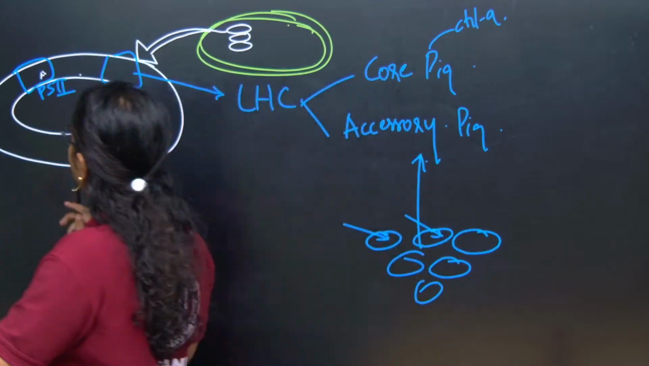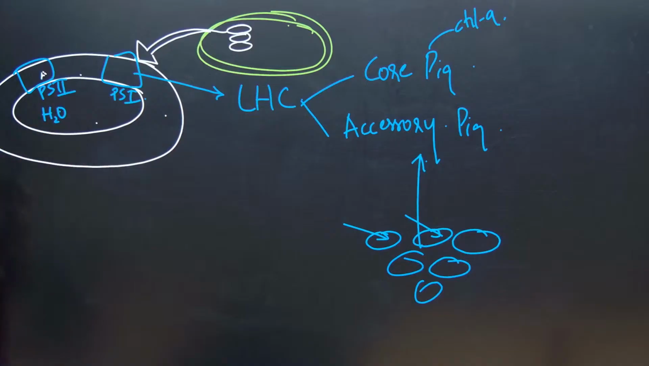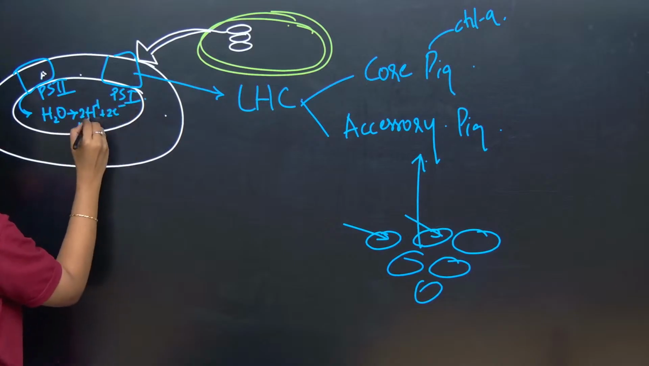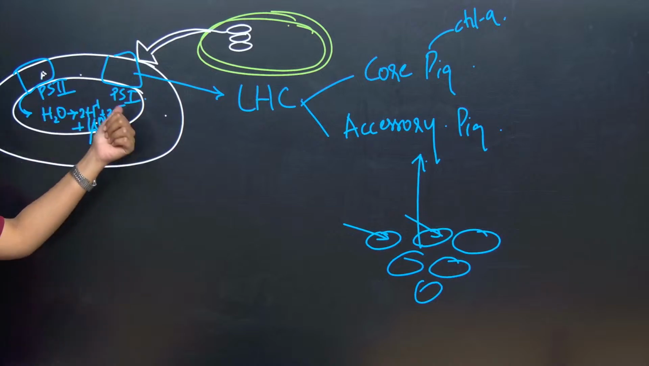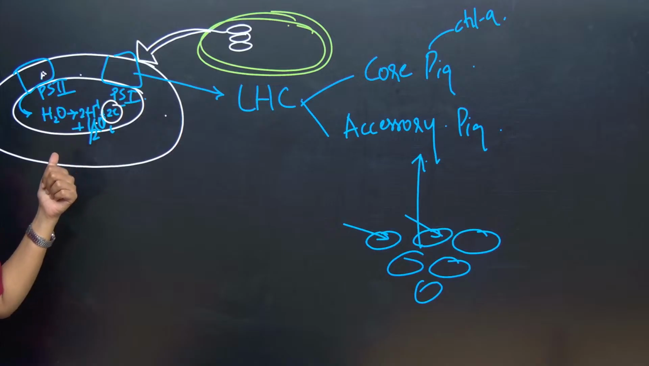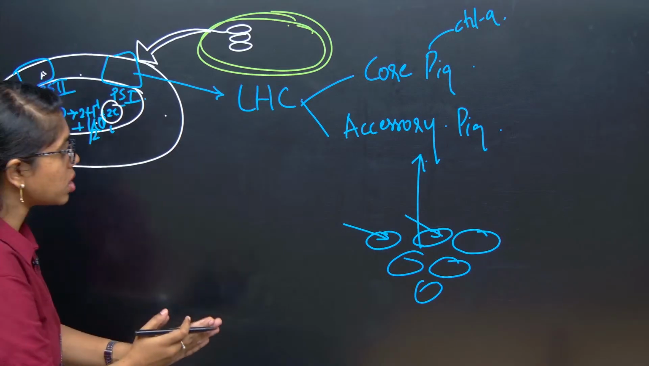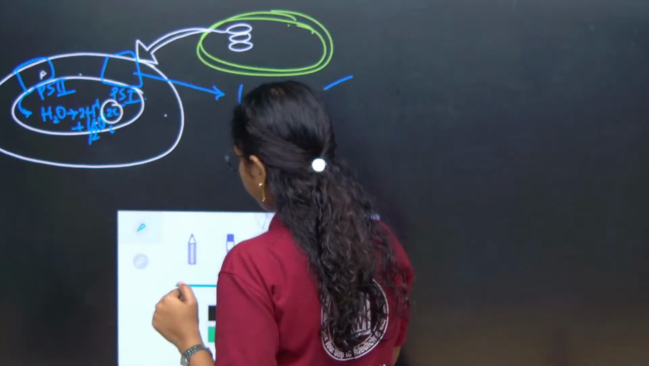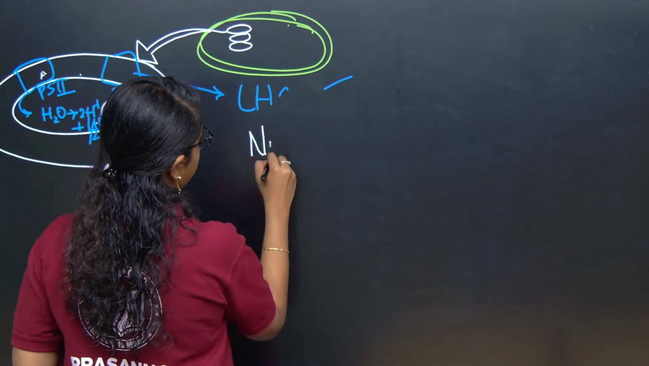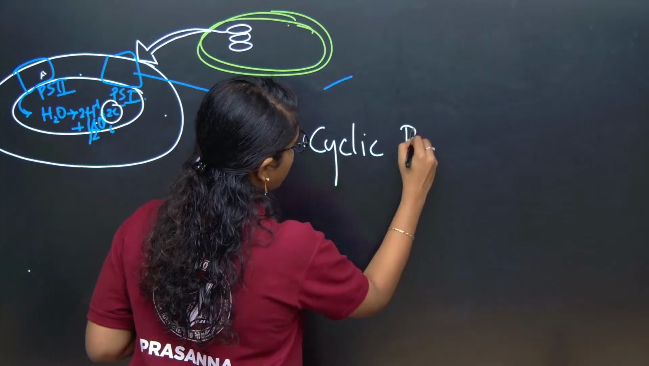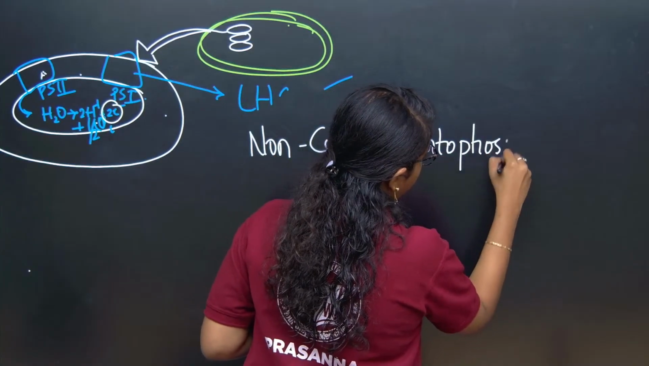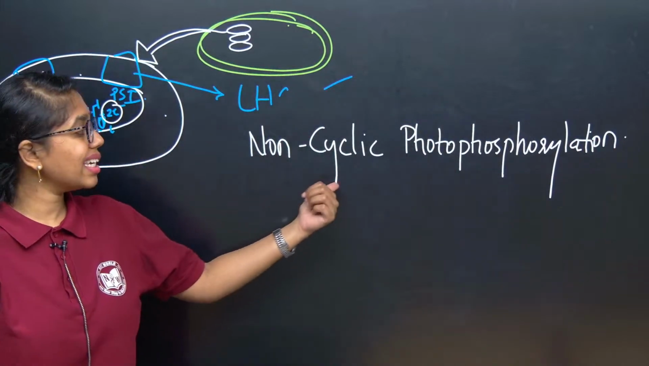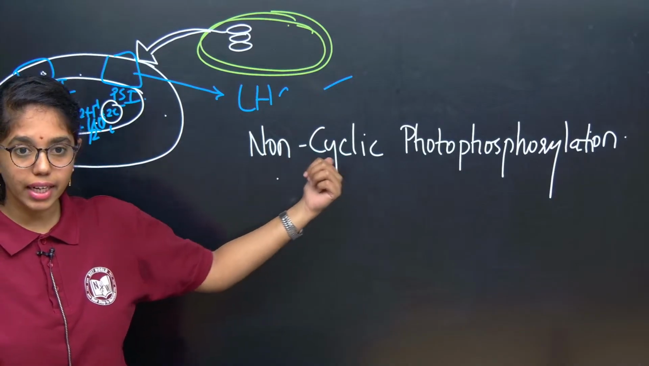Absorbing the light, the water present inside the lumen of the thylakoid gets split into 2H plus, 2 electrons and an oxygen atom. These 2 electrons formed here in the lumen get excited and activate the process that is non-cyclic photophosphorylation in green plants. The benefit of biology is the process is in the name itself. It is non-cyclic photophosphorylation.